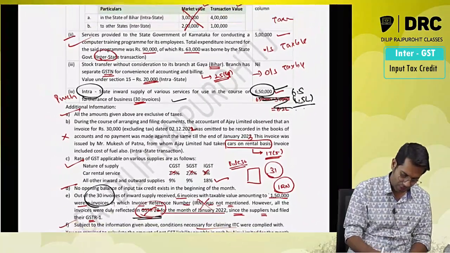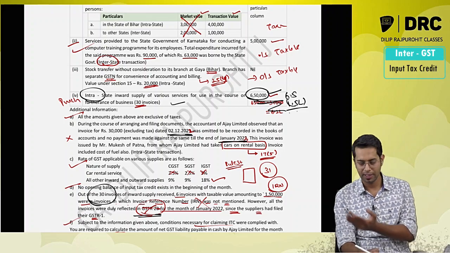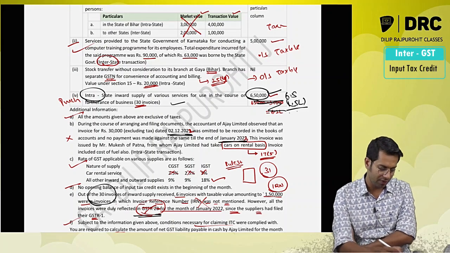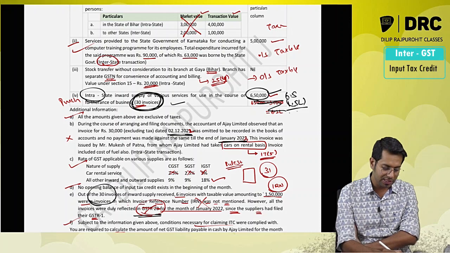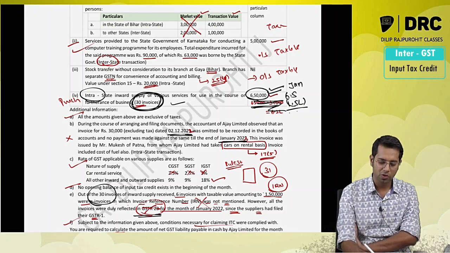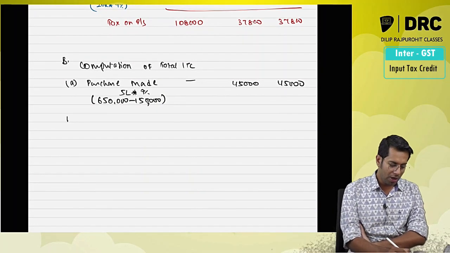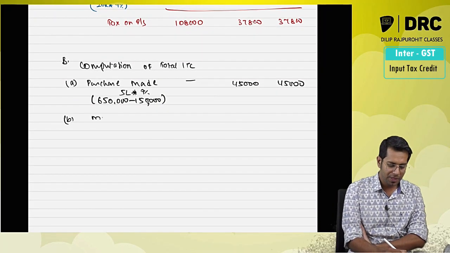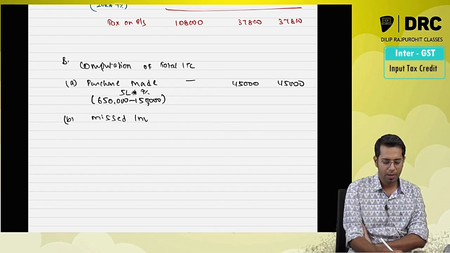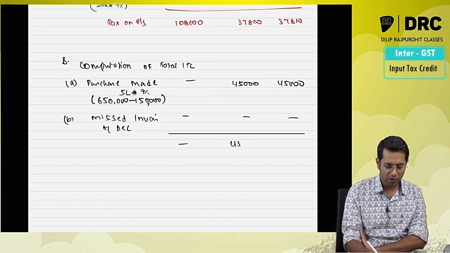See, before I had written one point, car rental; actually this invoice was pertaining to December. So obviously this is not with respect to January. These 30,000 invoices which they are talking about are only with respect to January. So I had reduced 6,50,000 minus 30,000, I should not have reduced it. Now point number B, with respect to the missed invoice of December, ITC cannot be taken. So total ITC is 45,000 CGST, 45,000 SGST.